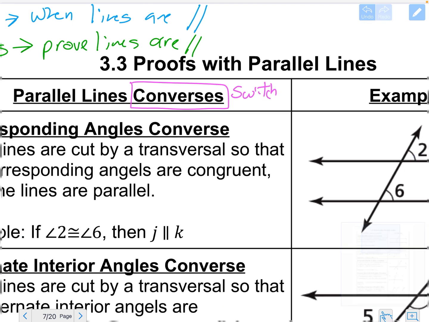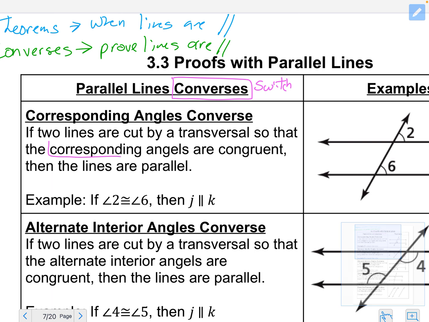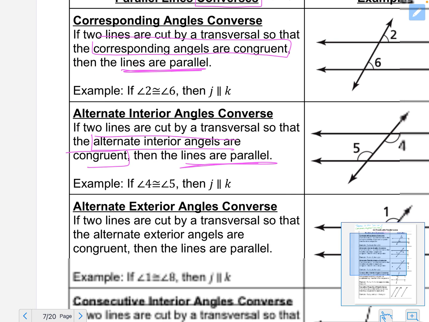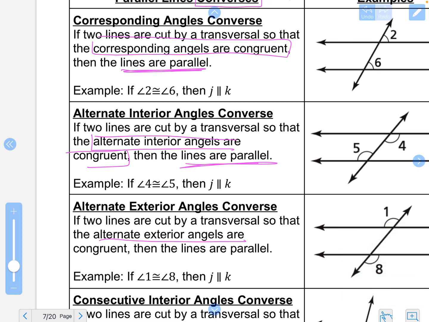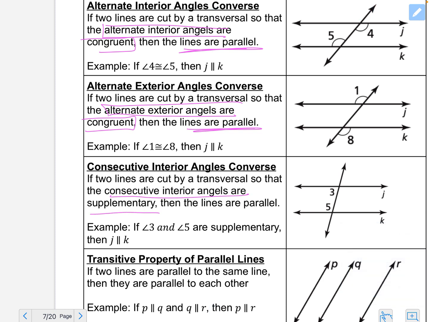What we've done is we've taken our corresponding angles theorem and we've switched our hypothesis and our conclusion. So now we know that if corresponding angles are congruent, then the lines are parallel. If alternate interior angles are congruent, then the lines are parallel. If alternate exterior angles are congruent, then the lines are parallel. If consecutive interior angles are supplementary, then the lines are parallel.